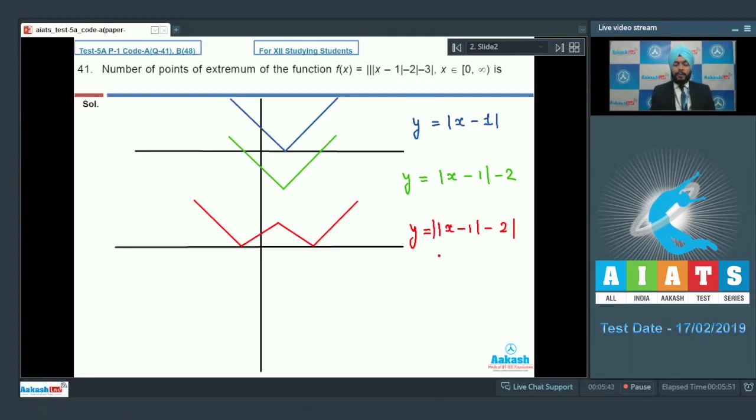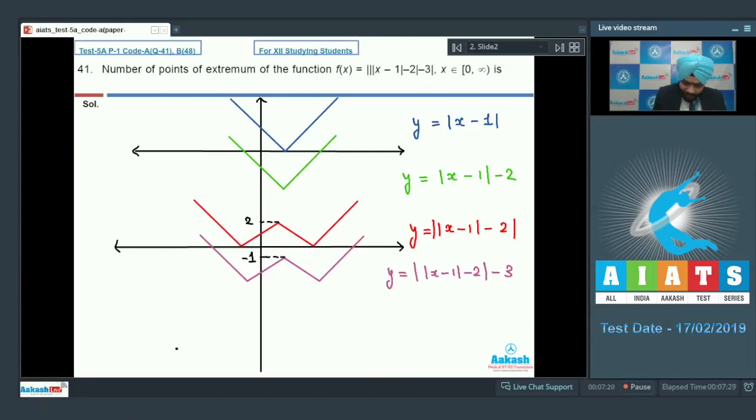Now you have to shift it 3 units downwards, or in the other case you can shift the x-axis 3 units upwards. So this is the x-axis. We have to shift this graph 3 units downwards. So let us do it. Students, we know that this particular value is 2. This particular tip will go below the x-axis. This value being minus 1 now, and the graph is y is equal to mod of x minus 1 minus 2 whole mod minus 3.